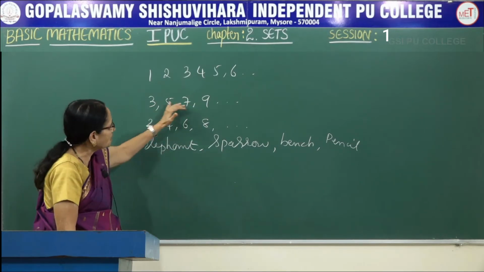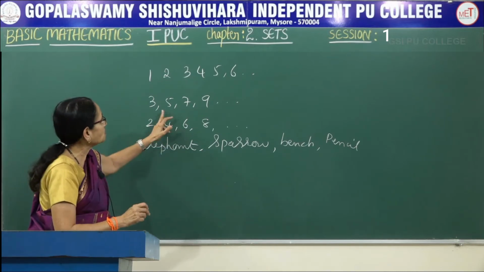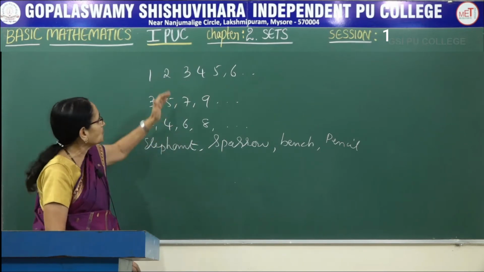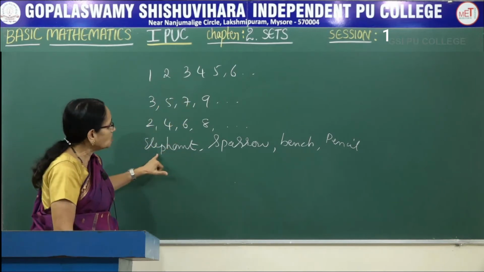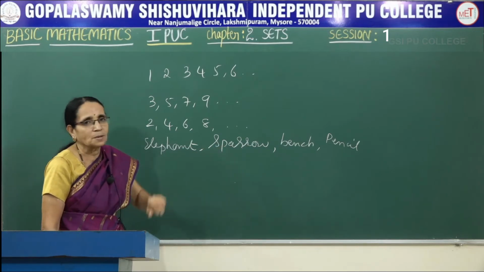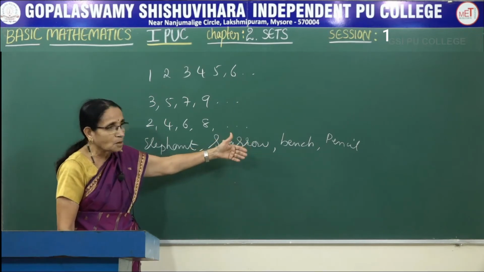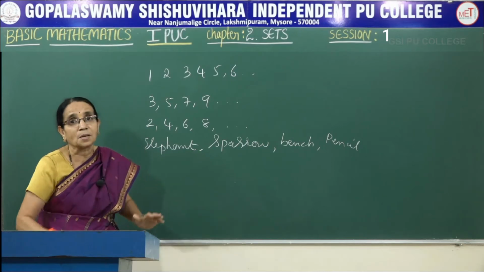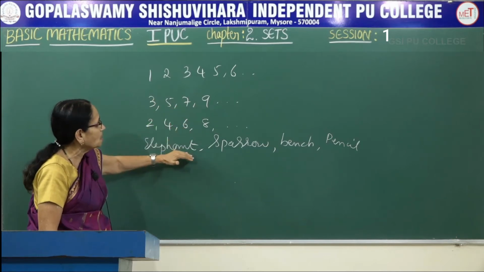That means the numbers that we are considering are of the same type. I am not mixing the odd numbers with the even numbers, or the even numbers with the odd numbers. Of course, here I am considering the natural numbers in a continuous way. Look at the last collection here: elephant, sparrow, bench and pencil. Elephant is an animal, sparrow is a bird, bench is an object, pencil is what we use to write. So, all of them are of different types. See, all of them are collections. This is a collection, this is a collection, this is a collection, this is a collection.